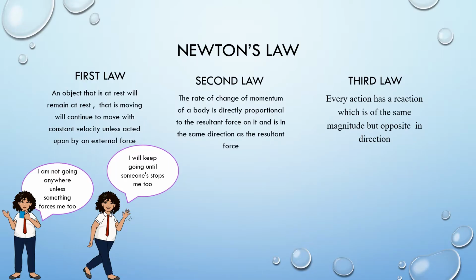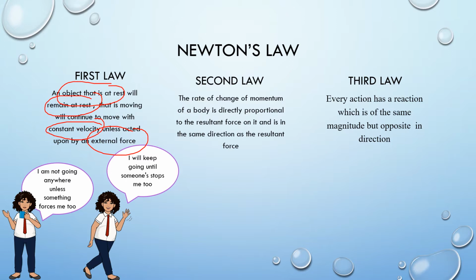In classical mechanics, Newton's laws of motion are three laws that describe the relationship between the motion of an object and the force. The first law says that an object that is at rest will remain at rest, and if the object is moving, it will continue to move with a constant velocity unless acted upon by an external force. An external force is a force that acts outside of a system.